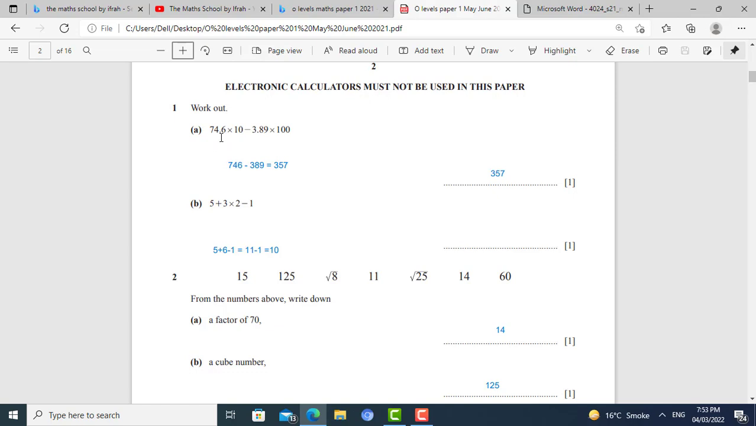Now work out 74.6. Let's move to question number 1. 74.6 into 10 minus 3.89 into 100. That is 746 minus 389. That is 357. Okay, 5 plus 3 into 2 minus 1. 5 plus 6 minus 1. 11 minus 1. That is 10. So 10 is the answer.